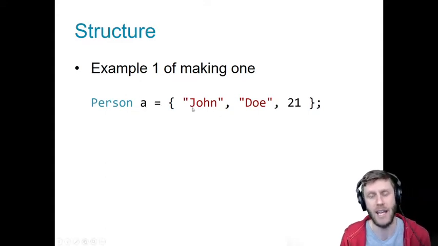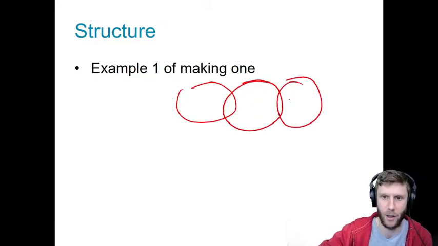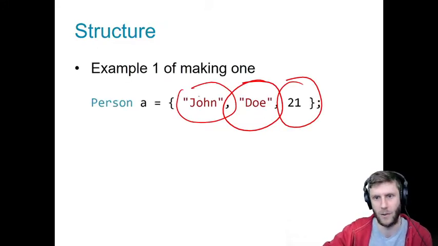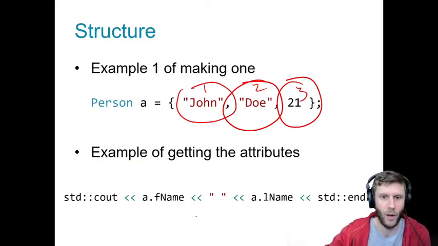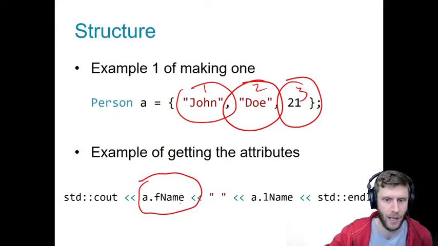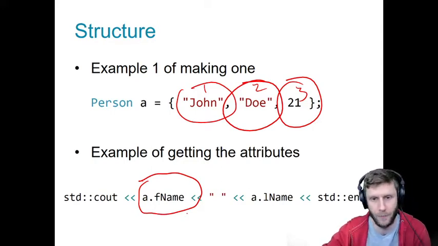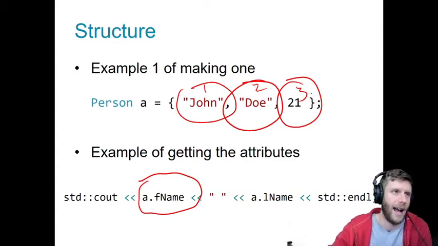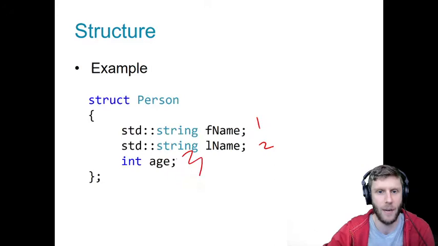Then, if I make one, I could say person A equals, and the order is important, right? This is going to be the first thing listed, the second thing listed, the third thing listed. And then if we wanted to get the attributes out of this, it's just like this. Kind of like we would deal with an object if we had a public attribute. Okay, what's the first name? What's the last name? Great. So you can see it's a really simple way to have an object with a couple of attributes that are like they're declared publicly, but look how much easier it is to define.